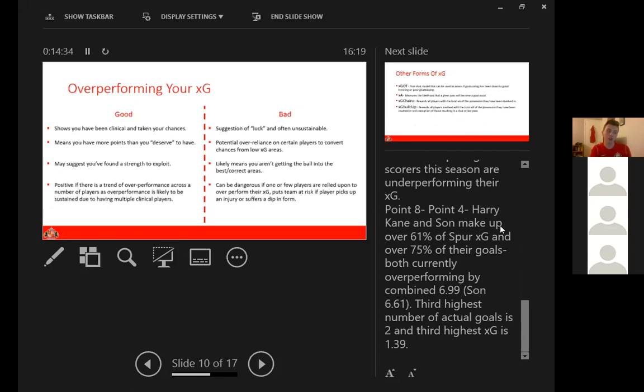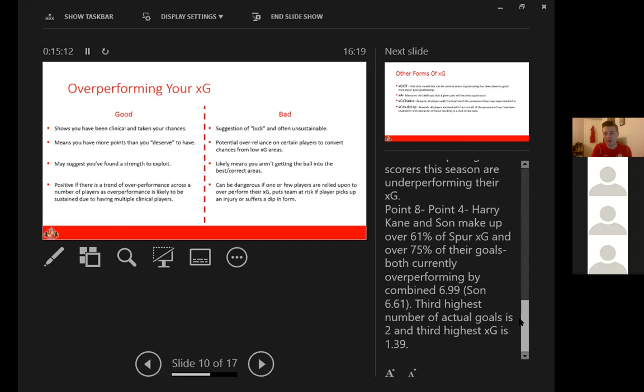So Harry Kane and Son make up 61% of Spurs' XG and over 75% of their expected goals. Kane is currently overperforming by 6.99, and Son's expected goals make up 6.61 of that. So it shows there is a high performance there, and a lot of their chances are created by those two players. Their goal stat also shows they will be at risk if either of those players got injured. Their third highest number of actual goals is 2, and the third highest expected goals is 1.39. So it shows that without those two players, they maybe aren't getting the balls in the right places.